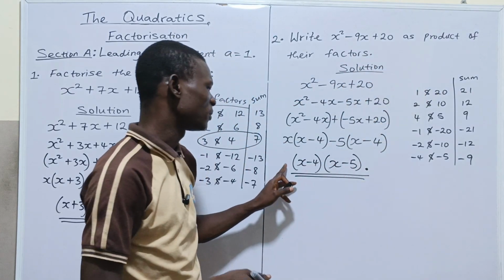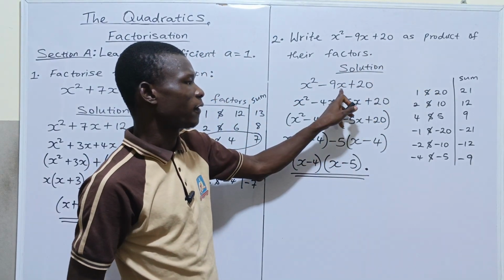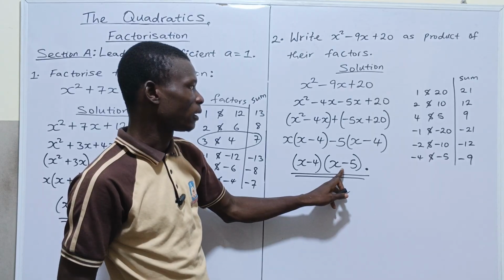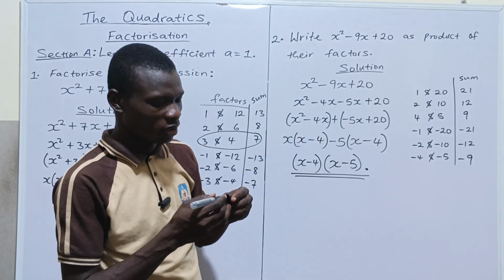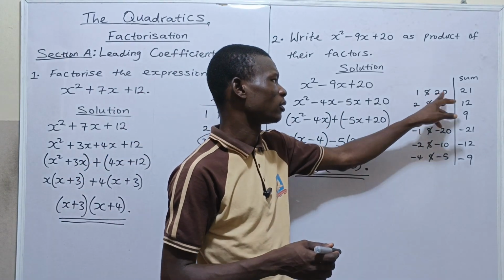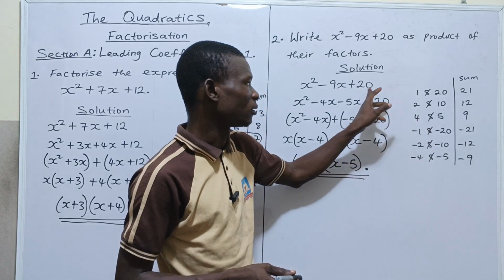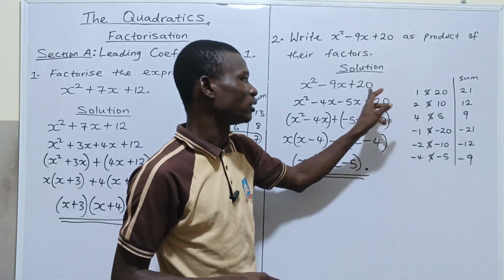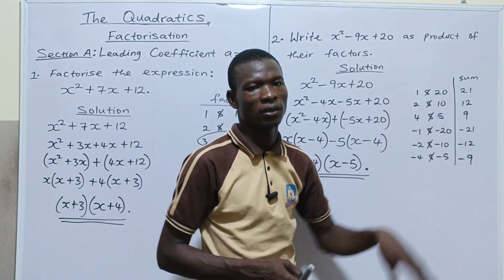So it means that we have been able to factorize this expression, or to write the expression as a product of its factors. It means that x minus 4 is a factor of this expression. x minus 5 is also a factor of this expression. Just as 1 is a factor of 20, 4 is a factor of 20, 5 is a factor of 20, 2 is a factor of 20, 10 is a factor of 20.